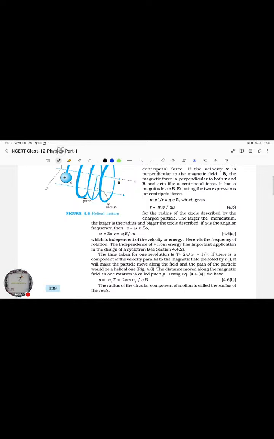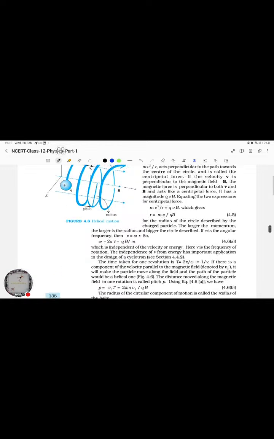qB by 2 pi nu, okay, fine, whatever it is. So which is independent of the velocity or energy. So that is the angular frequency about which this particular particle is revolving, and it is going to be independent of whatever the velocity or energy. So here nu is the frequency of rotation. The independence of the frequency from energy has important application in the design of a cyclotron.